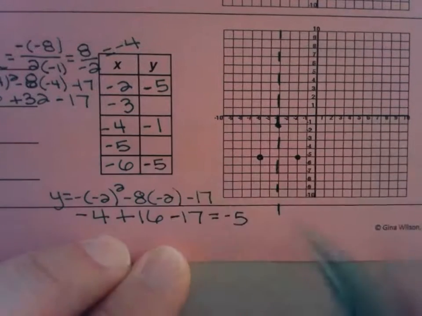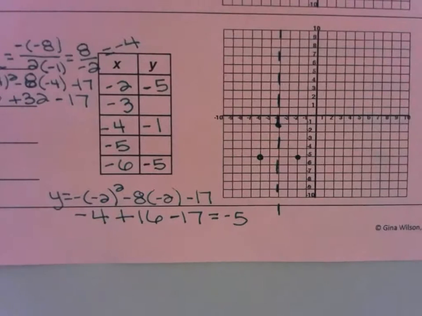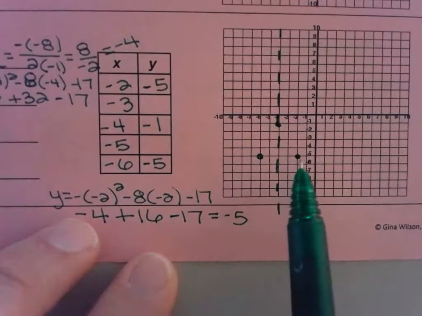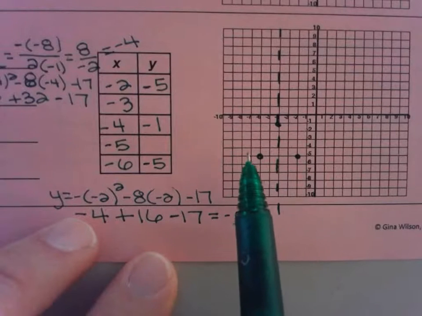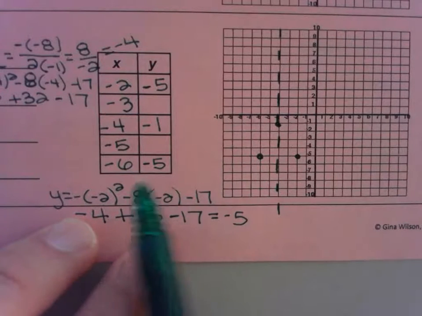Let me explain this. We're going to use symmetry to our advantage. If I know I have the ordered pair negative 2, negative 5, which is 2 to the right from the axis of symmetry, then 2 to the left also has to be negative 5, which will be negative 6, negative 5.